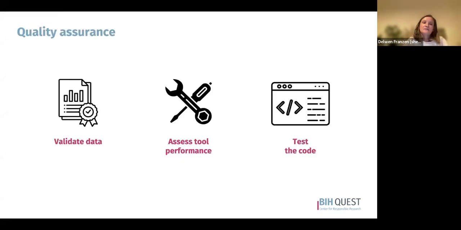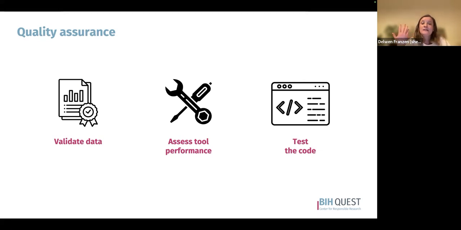So then in terms of quality assurance, I just want to flag three things. So it's important throughout this process to validate the data that you have. So you might get automated data with tools, but you often need to use manual steps to then go into the data in more detail and either extract additional components or just validate what the tools have returned.